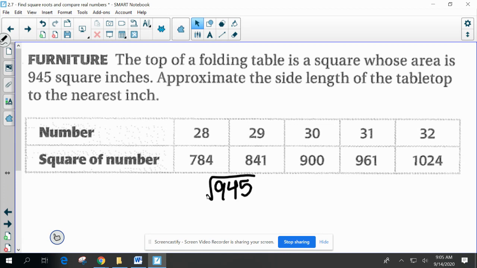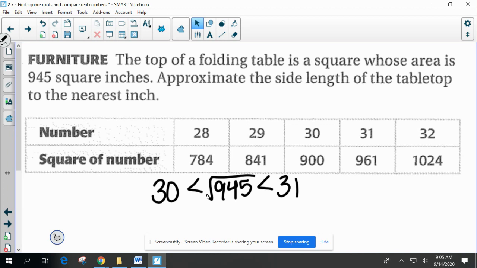What two integers is it going to be in between on this chart? 30 and 31. So that's going to be greater than 30, and it's going to be less than 31, right? So if you were to calculate this, it would have to be 30 point something.